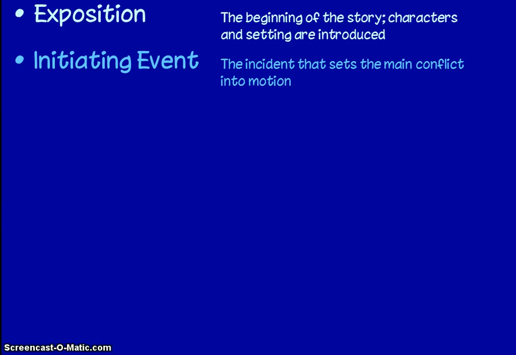Alright, so we've talked about the exposition. Next is the initiating event, and this is where we first see conflict. This is the incident or the event that sets the conflict into motion. So it starts the entire conflict and really gets the ball moving. Another synonym for initiating is first. So it's almost like the first event that moves the story forward.